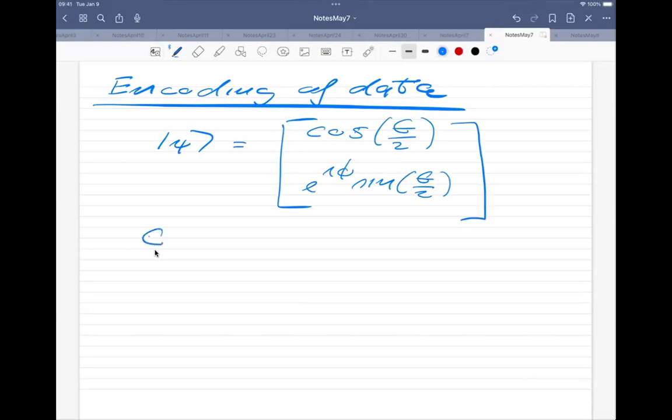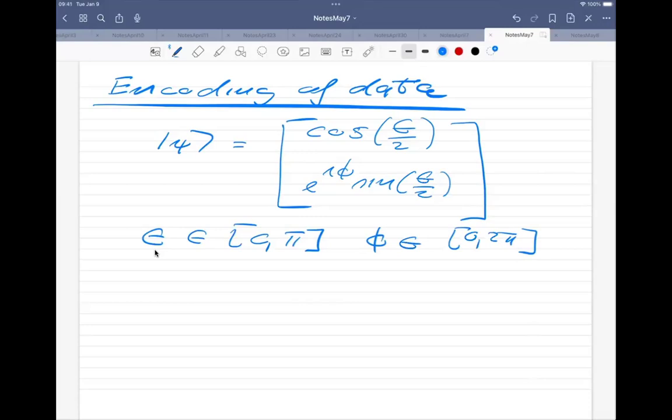And we know that theta is an angle which lives between 0 and pi, and phi is an angle between 0 and 2 pi. And they uniquely define the position of the qubit on the unit sphere. And since we need two continuous variables to specify the qubit state, a single qubit can actually encode two real-valued features.